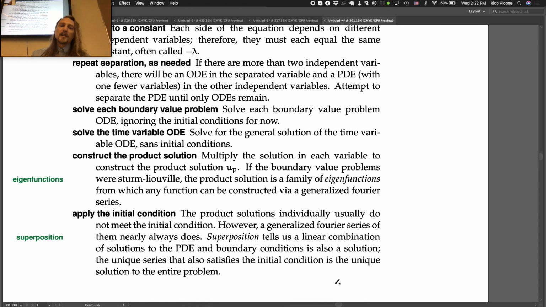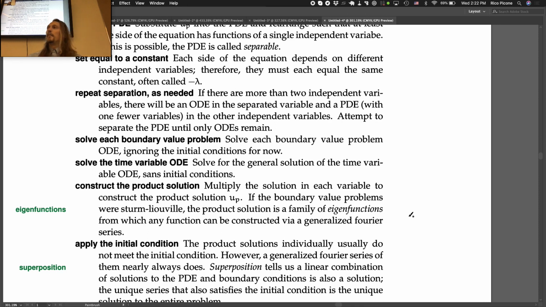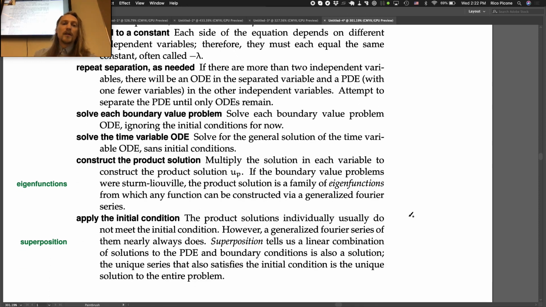Apply the initial condition. The product solutions individually usually do not meet the initial condition. So the product solution that you write here is going to have a function of time and a function of x, and they'll meet the boundary conditions, but generally they're not going to meet the initial condition. So what we do is we construct a generalized Fourier series of the product solutions.